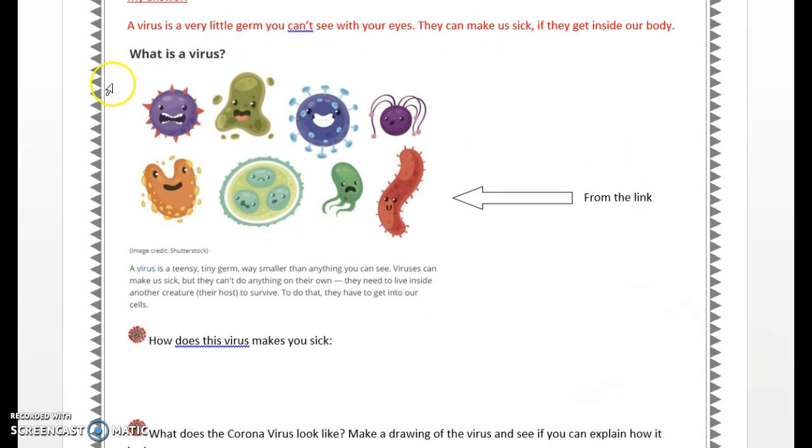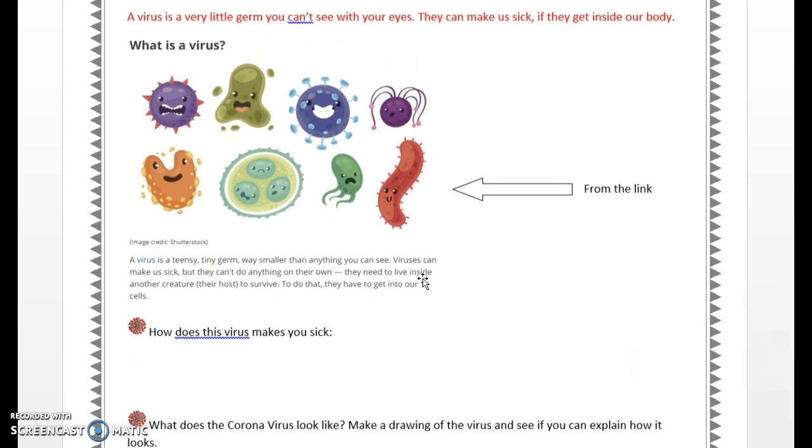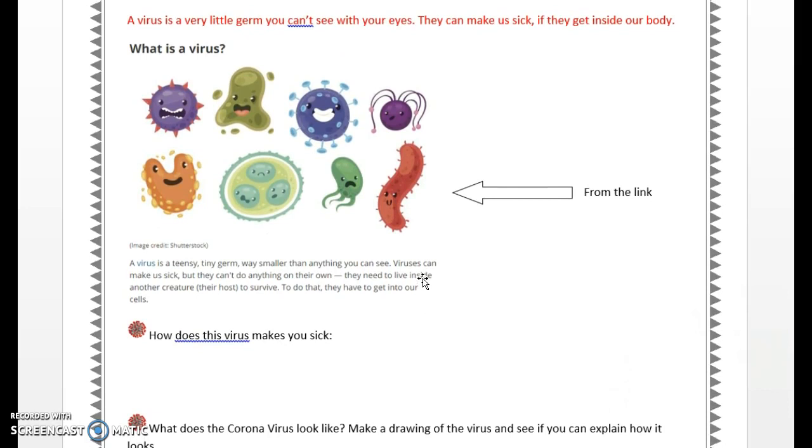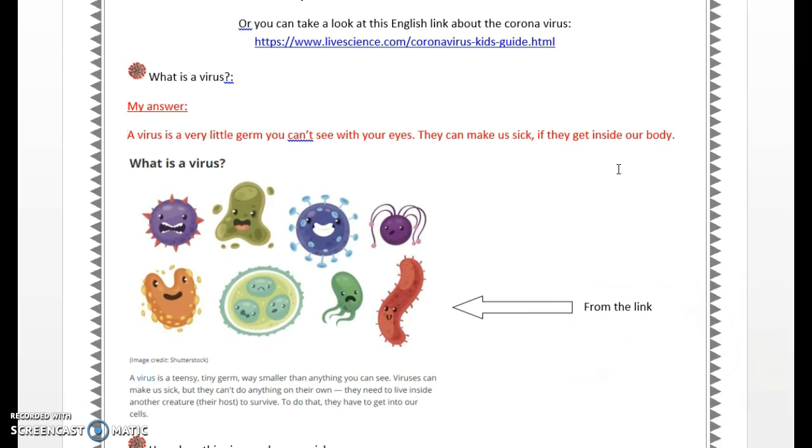I've taken this from the link where it explains what a virus is, and the text says that a virus is a teensy tiny germ, way smaller than anything you can see. Viruses can make us sick, but they can't do anything on their own. They need to live inside another creature, the host, to survive. And to do that, they have to get into our cells. So from this text, I made an answer, and I wrote, "A virus is a very little germ you can't see with your eyes. They can make us sick if they get inside a body." So that could be an answer to what is a virus.